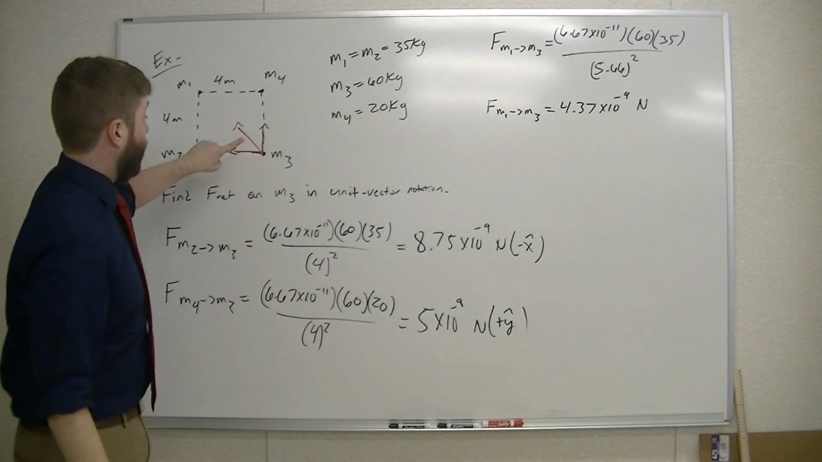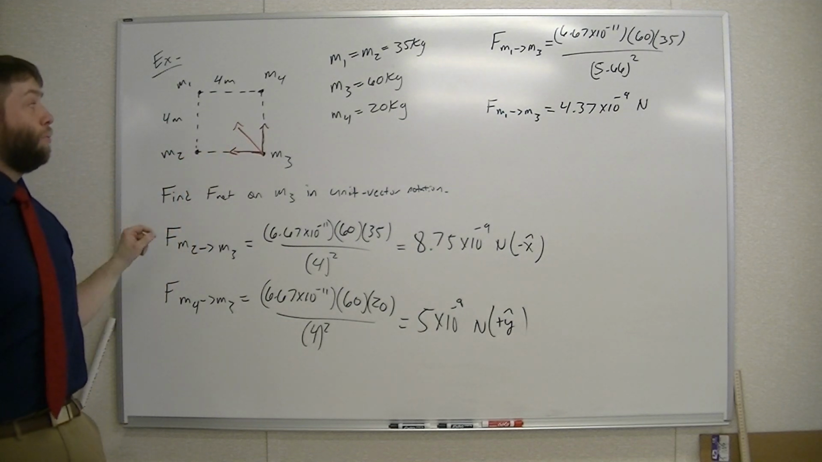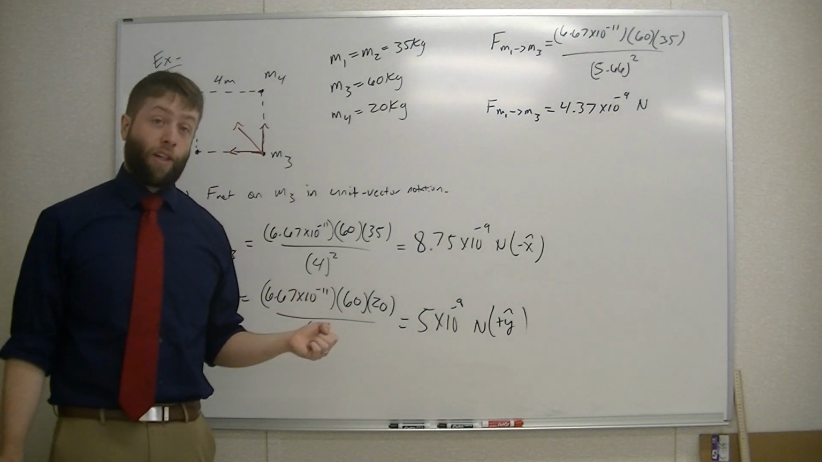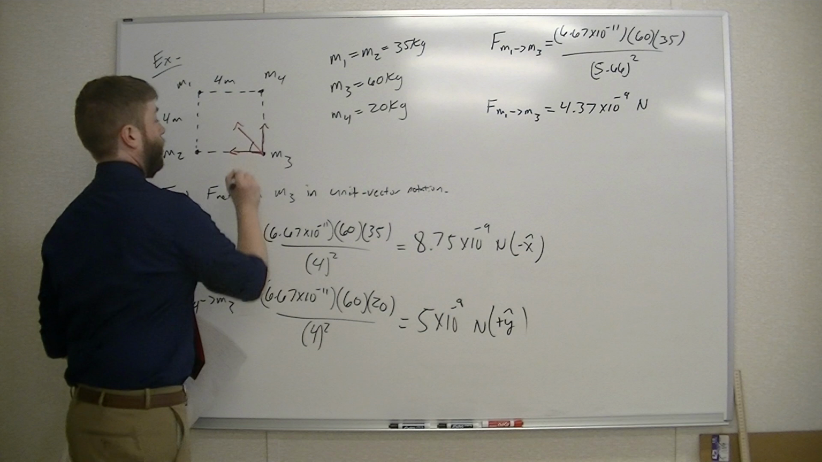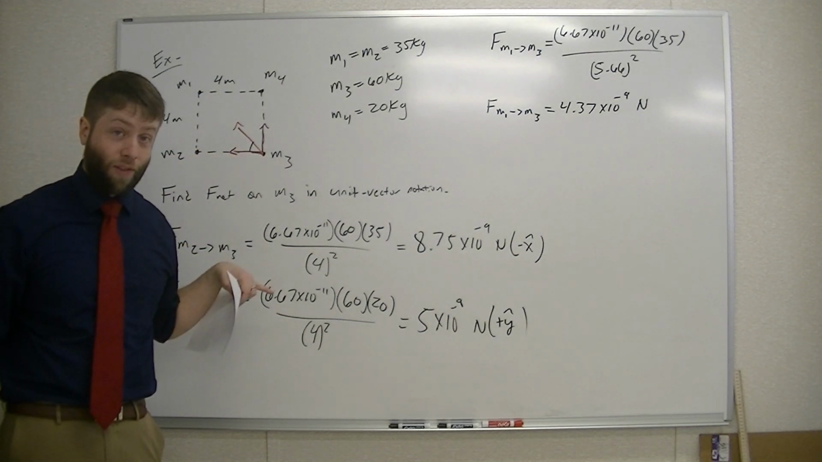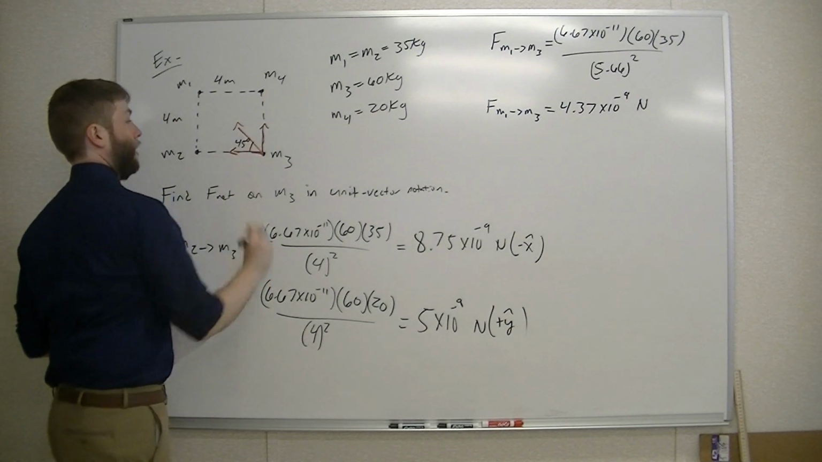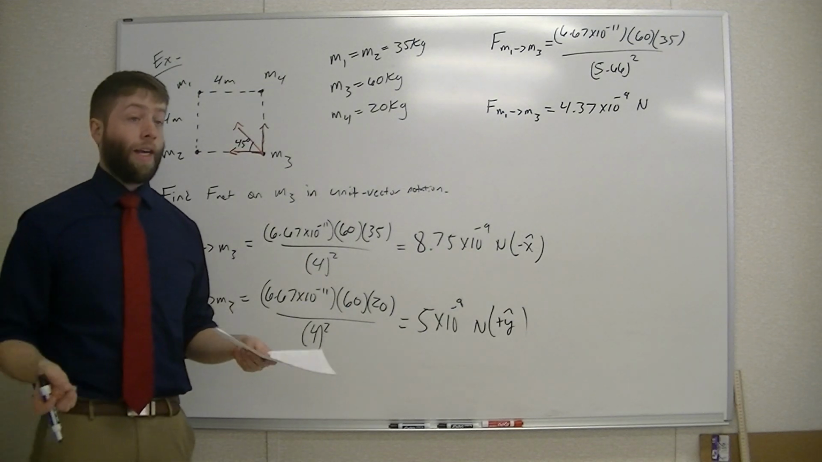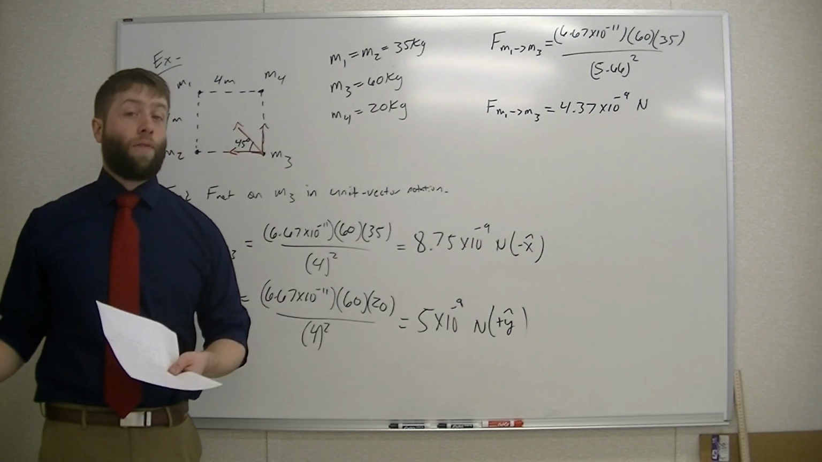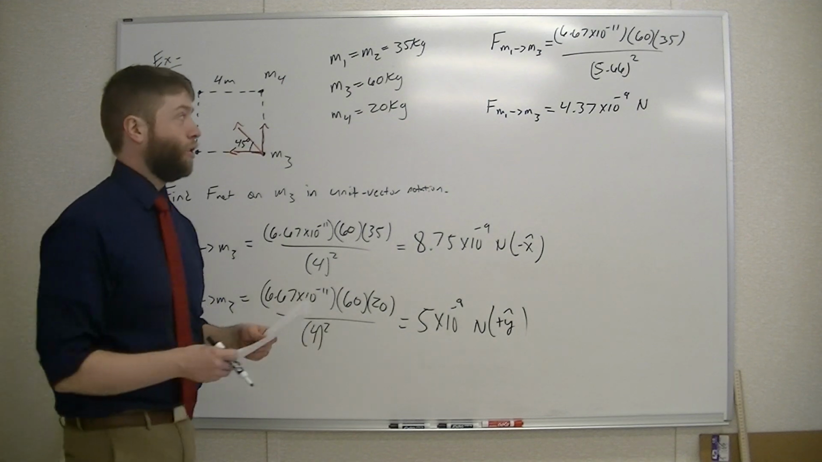Now that is directed along the line connecting M1 and M3, so I have to break this down into components. Thankfully, the angle is very easy to figure out. The angle down here between that force of gravity and the x-axis, dramatic pause, is 45 degrees. So if I use the sine and cosine, I should be able to figure out the components. Since I'm using sine and cosine of 45, the components are both the same, so it should be fairly straightforward.